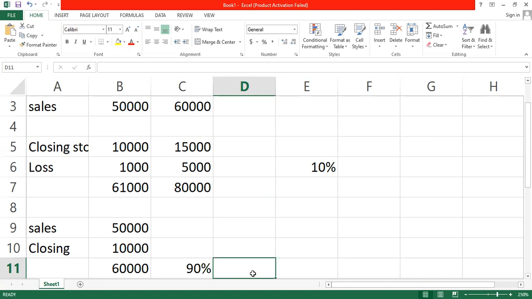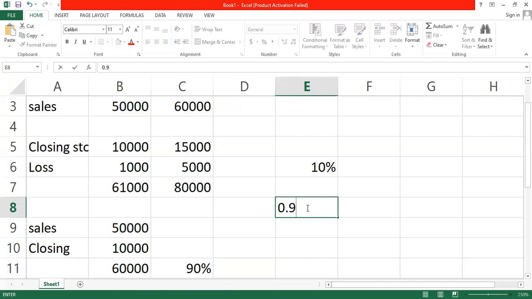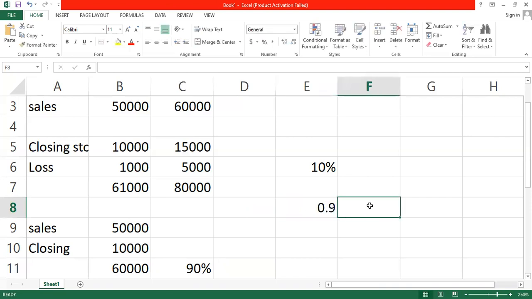90%. That is after the normal loss, isn't it? Yes. The normal loss is 10%. So after you have deducted the normal loss, this is the production level now, which is 90%. So how then do we find the actual production level? If 90 is 60,000, 100 will be what? If 90%, which is 0.9, is 60,000, then 100%, which will be 1, will be equal to what?